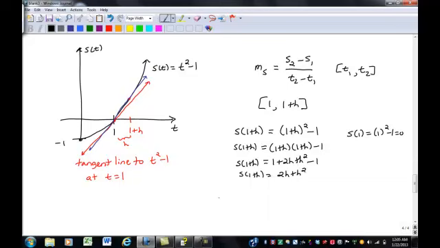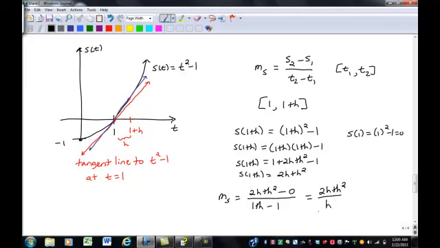So now I can find the slope of the secant line, which is s2, that's the 2h plus h squared stuff we just found, minus s1, which is 0. My t2 was 1 plus h, minus my t1 is 1. And what I get is 2h plus h squared over h.